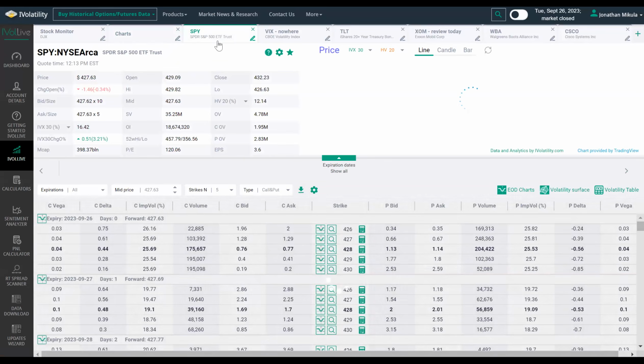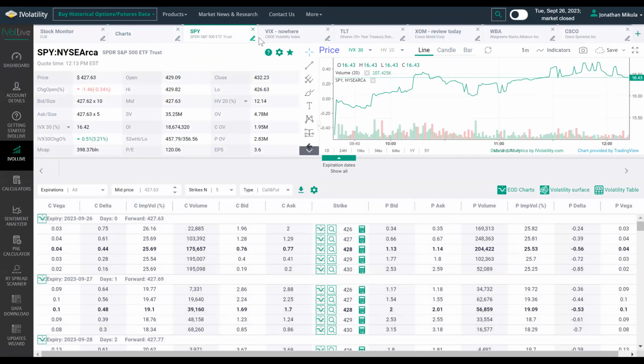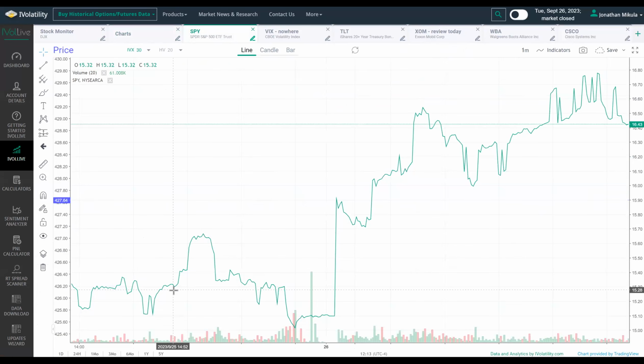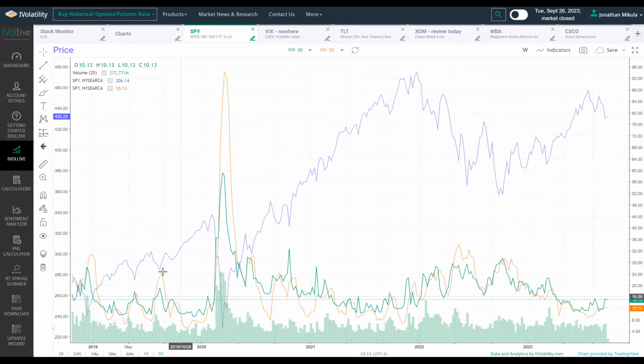Then moving left to right, we have our SPY. One of the first things I do every morning is look at SPY, look at the chart. And here are my key takeaways. I like to go to the 1 year, just to get a temperature gauge.